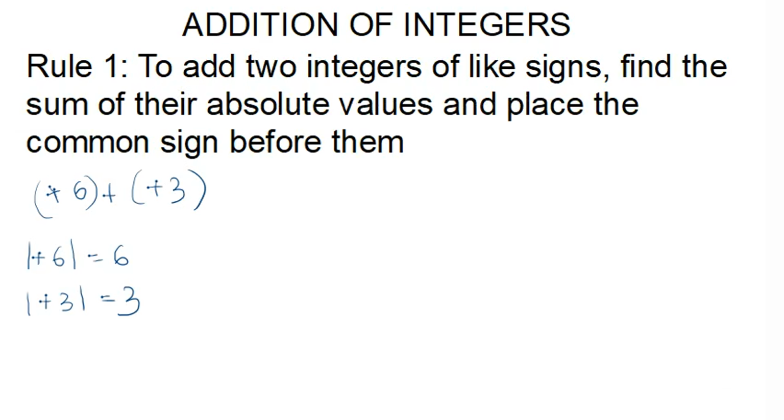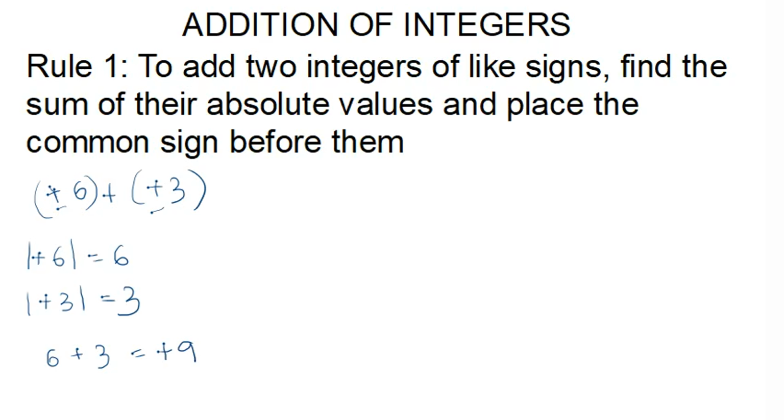So you'll have to find the sum of their absolute values, right? We just found the absolute values, so now we'll find the sum. 6 plus 3 is equal to 9. So we have found the sum. The next step is to place the common sign before them. The common sign for both the integers is plus, right? So I am placing the plus sign in front of the answer. This is the kind of addition we were seeing all these days, even before we had learned integers.